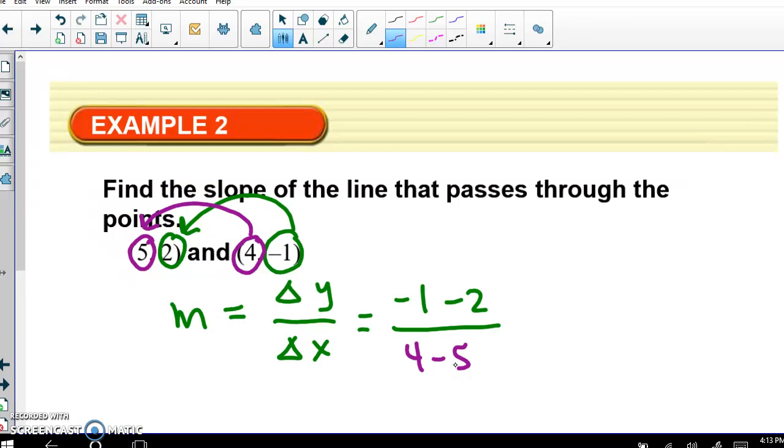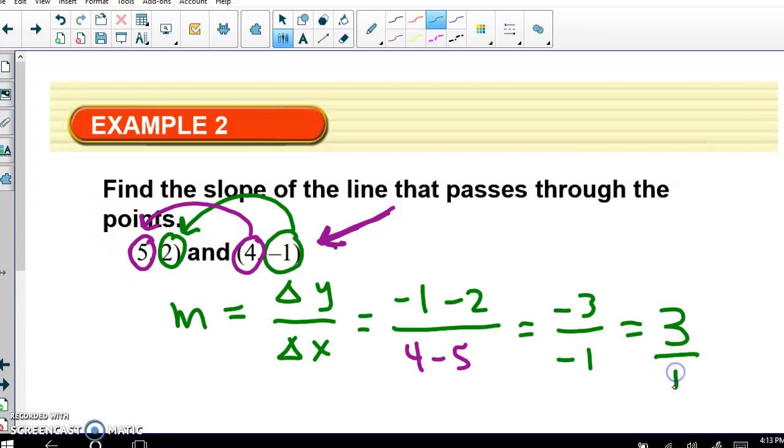Notice I'm going in the same direction every time. If I start with this point to find my change in y, I have to start again with this point to find my change in x. So now let's go ahead and simplify. -1 minus 2 is -3, and 4 minus 5 is -1. Now I have a negative divided by a negative, which I know will simplify to a positive. So I get +3, or a slope, if I want to keep it a fraction to help me think of the rise over the run.